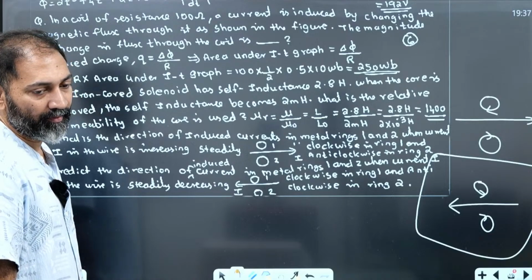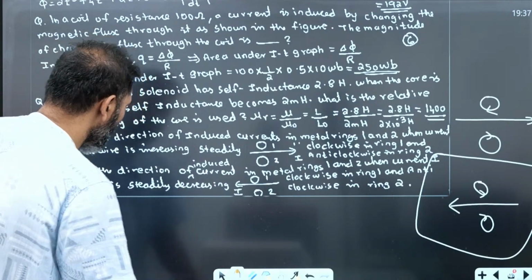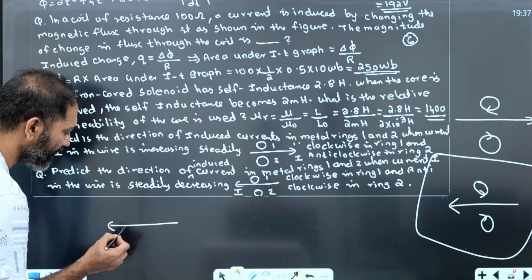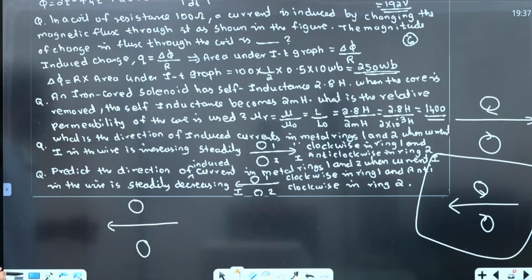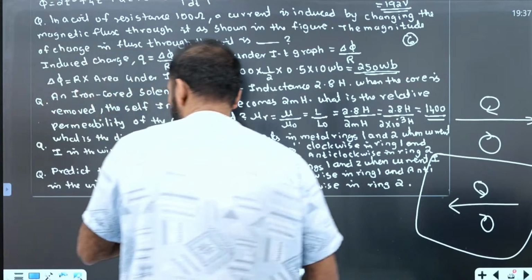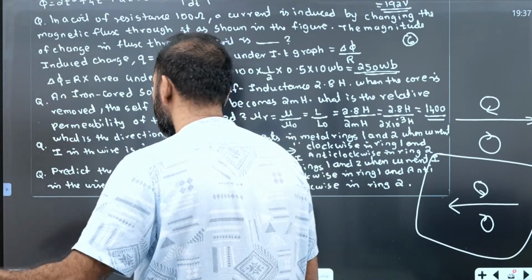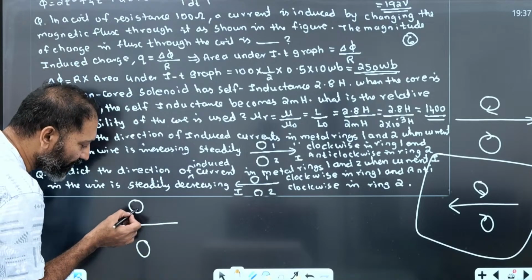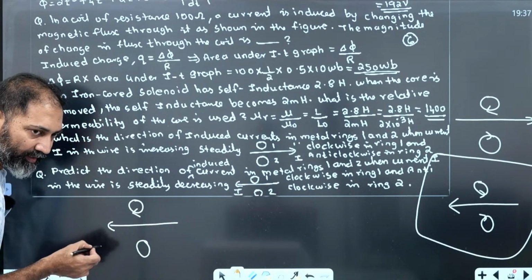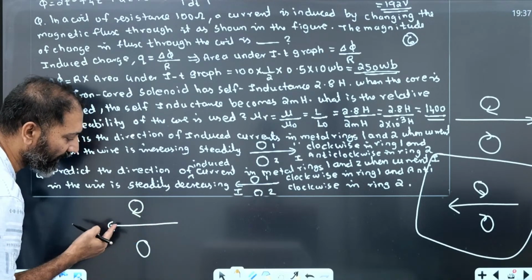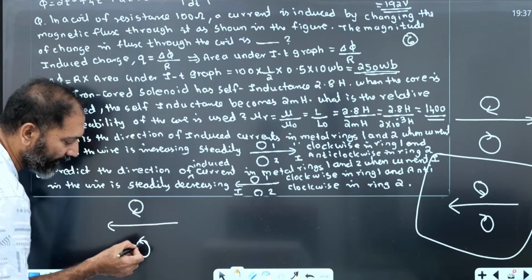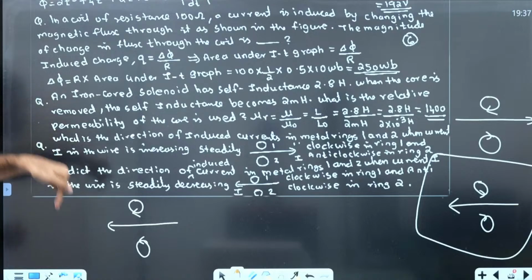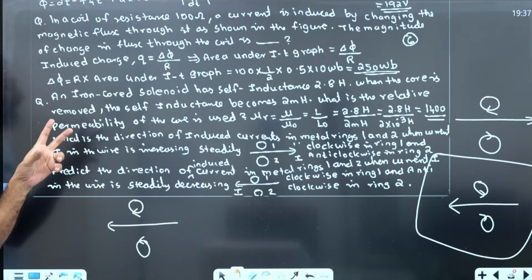Now same question, current is decreasing. See, the direction of current is given and they are saying that current is decreasing. So left going current is decreasing means what? Induced current should try to oppose the decrease. So induced current should be in the same direction. So here it is what? Clockwise and here it is what? Anti-clockwise, if current is decreasing. It's a very tricky question.